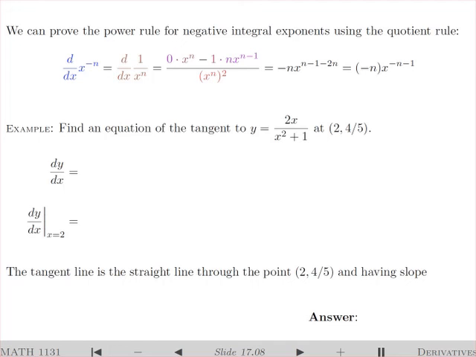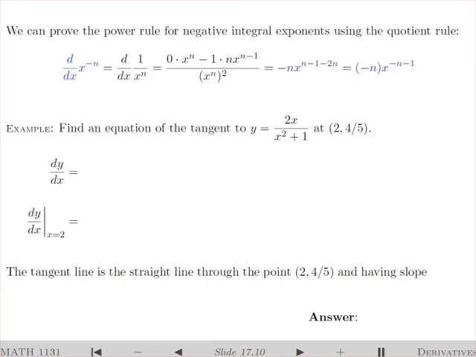The first term is 0, so I can ignore that. Then I have negative n times x to the power n minus 1 over x to the power 2n. By the rules of exponents, that's just x to the power n minus 1 minus 2n. If I combine the like terms in the exponent, n minus 2n is negative n. So I get the derivative of x to the power negative n as negative n x to the power negative n minus 1.